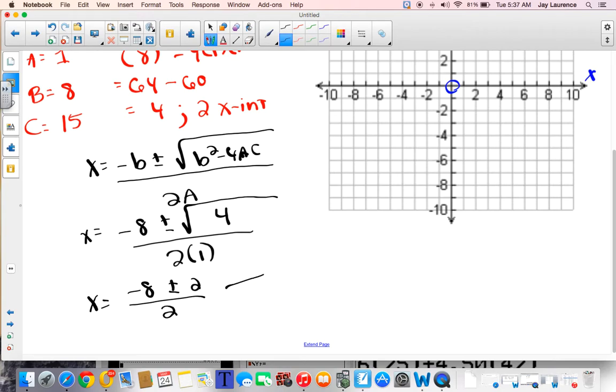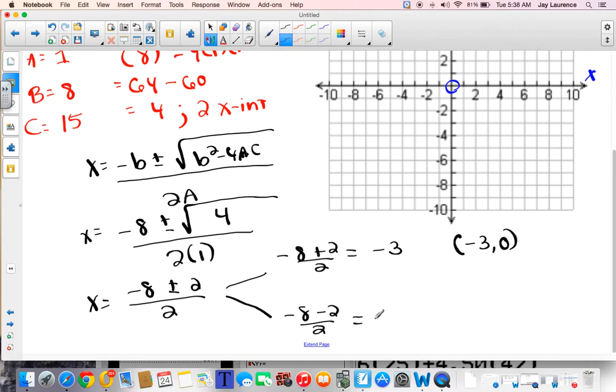So I've got 2 problems here. I liked how some of you were doing this. And so you've got negative 8 plus 2 divided by 2. Then you have negative 8 minus 2 divided by 2. And so I believe this is going to be negative 6 divided by 2 is negative 3. So one of the zeros occurs at negative 3, 0. This is going to be negative 10 divided by 2, which is negative 5. The other 0 is at negative 5, 0.